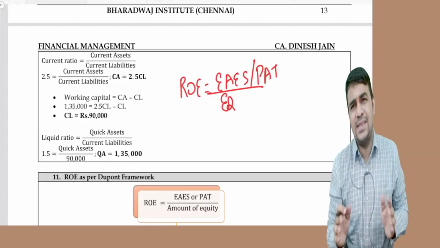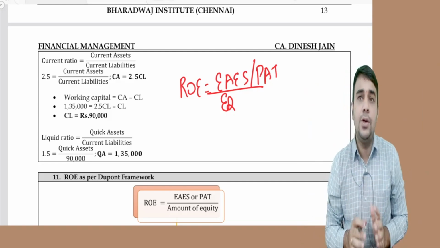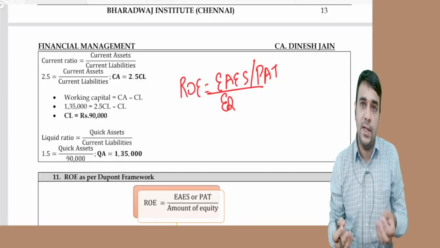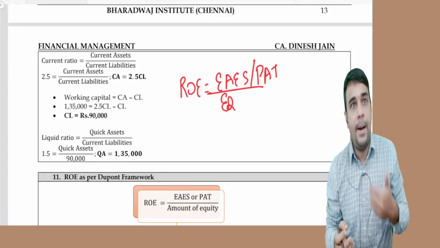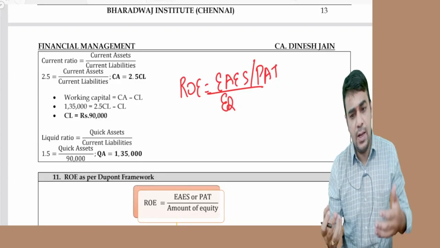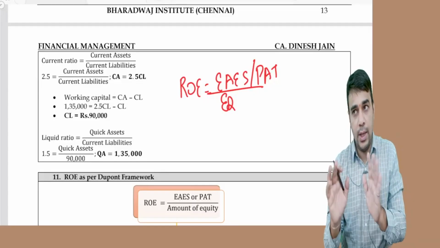Now a company says, I want to improve return on equity. Bharadwaj Institute is trying to improve the return on equity. One way of improving return on equity is PAT has to go up. PAT going up means I may start charging higher fees and other things, or equity going down. PAT going up or equity going down, the ratio will improve.